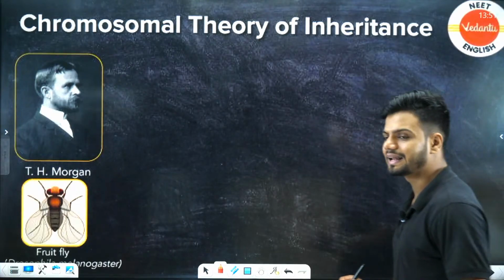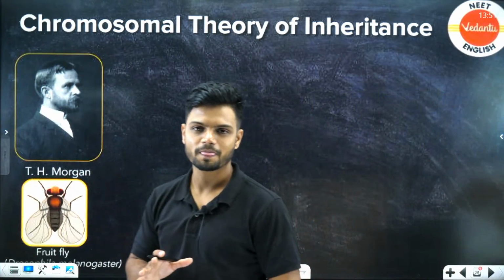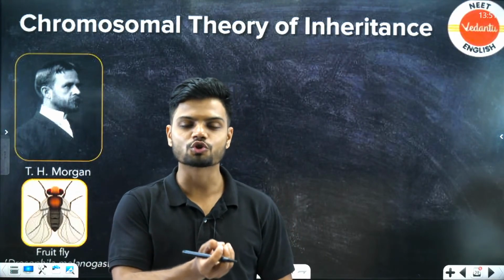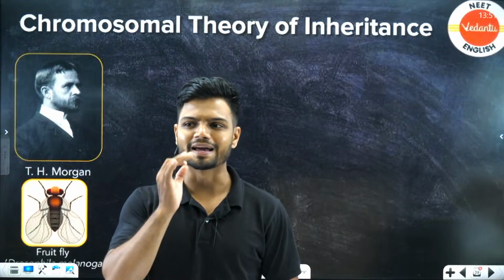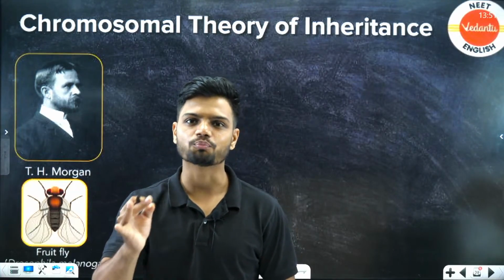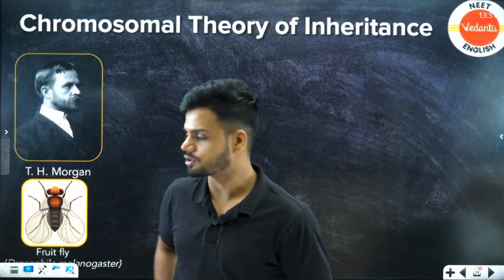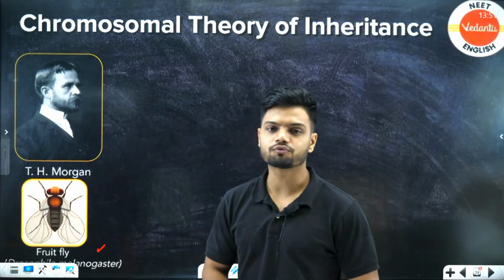Now students, this is the last concept for today. And who gave the experimental proof? Experimental proof for the chromosomal theory of inheritance was given by none other than T.H. Morgan, and his main work was on Drosophila. That is a fruit fly.